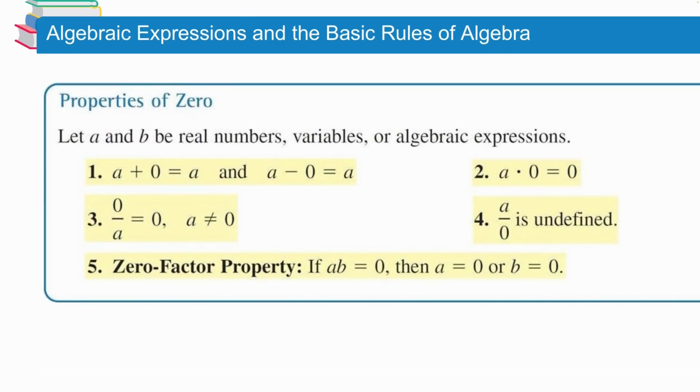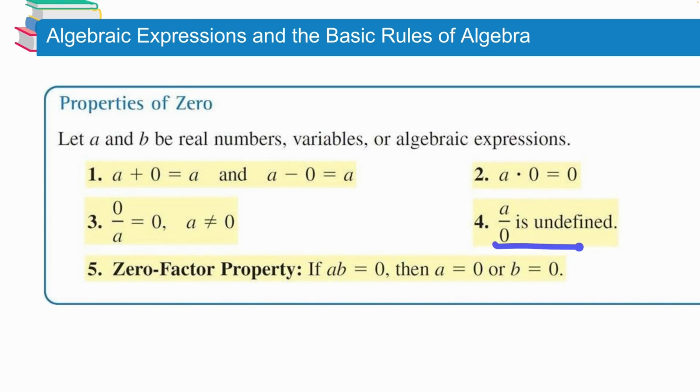And then properties of 0: we can add 0 to anything and it's not going to change what we have. We can subtract 0 from anything and it's not going to change what we have. If we multiply any real number by 0, we're going to get 0. If we have 0 divided by any real number, assuming that number is not 0 itself, because we're not allowed to divide by 0. Dividing by 0 we call undefined. But if we have 0 divided by any non-zero number, that's always going to give us 0.